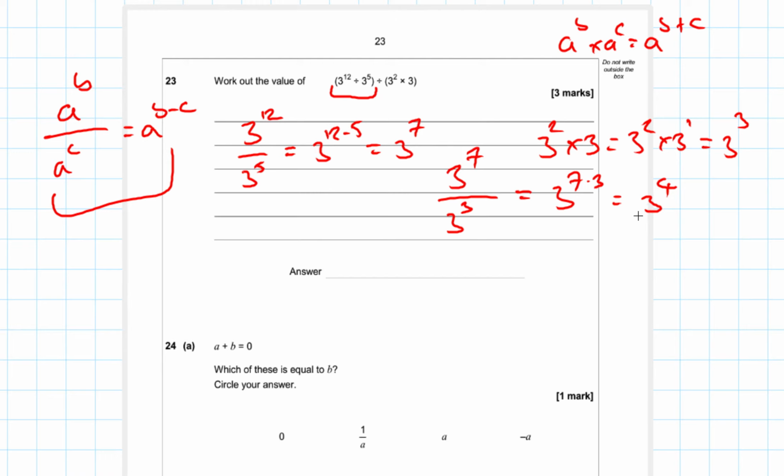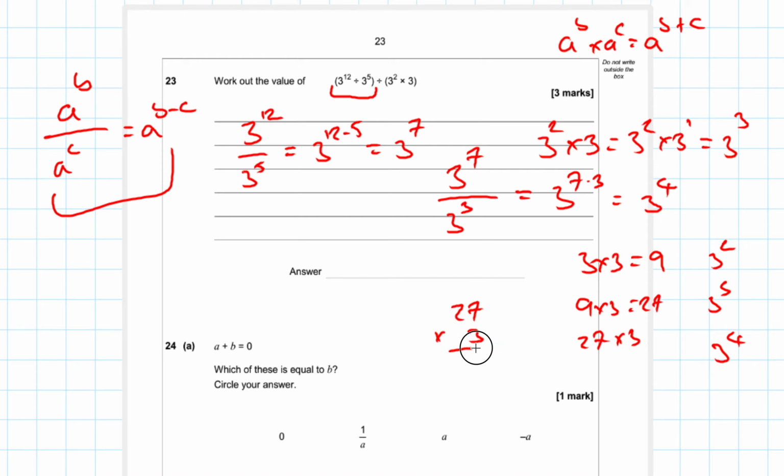And then from here it wants to find a value, so you need to make sure that you get a value. So 3 times 3 is equal to 9. That's 3 squared. 3 cubed is 9 times 3, which is 27. And 3 to the power of 4 is 27 times 3. Again, if you're unsure, please use the long multiplication.